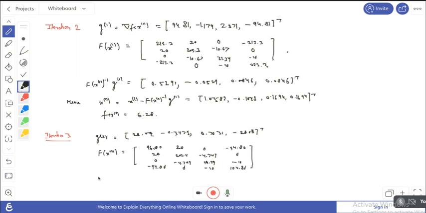Okay, and then if we find the product of that, finally you find the point x3. The x3 point is 0.7037, 0.0704, 0.1121, transpose. And the function value at this point is 1.24. Okay, so here you will do the next iteration and then find the value of that.